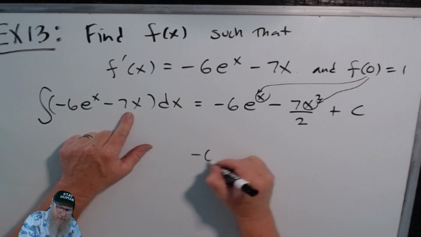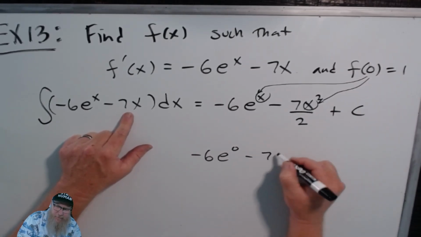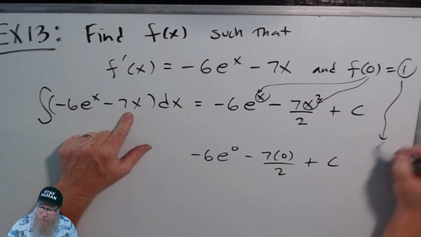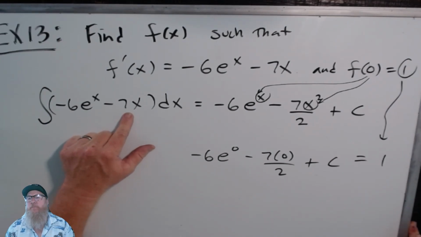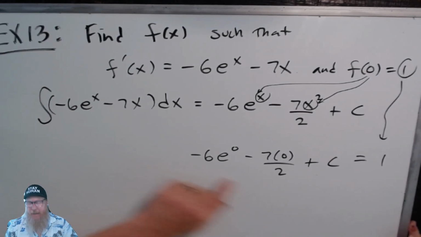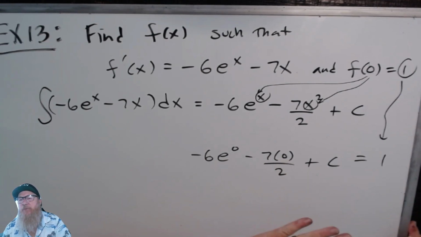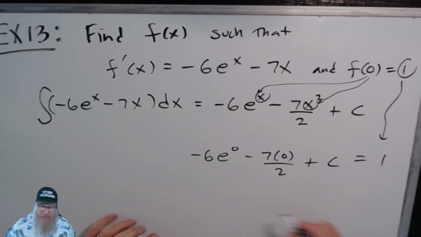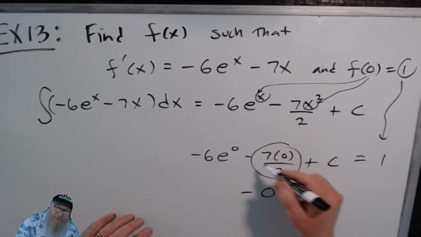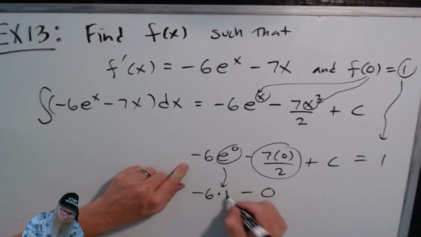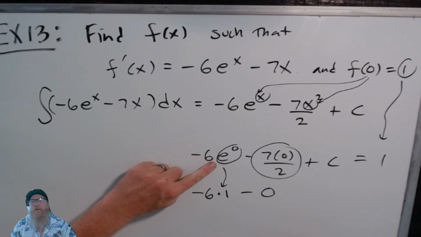And then now I'm going to plug in 0 for my input, and I'm going to put 1 as my output. And c is what I'm looking for. Now we need to be careful, because when you plug 0 in, the middle term turns to 0, but this e turns into 1. E to the 0 turns into 1.